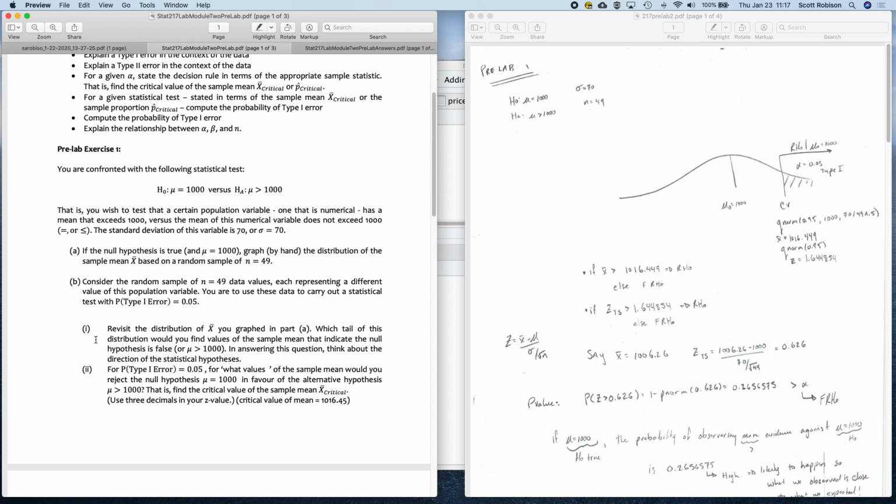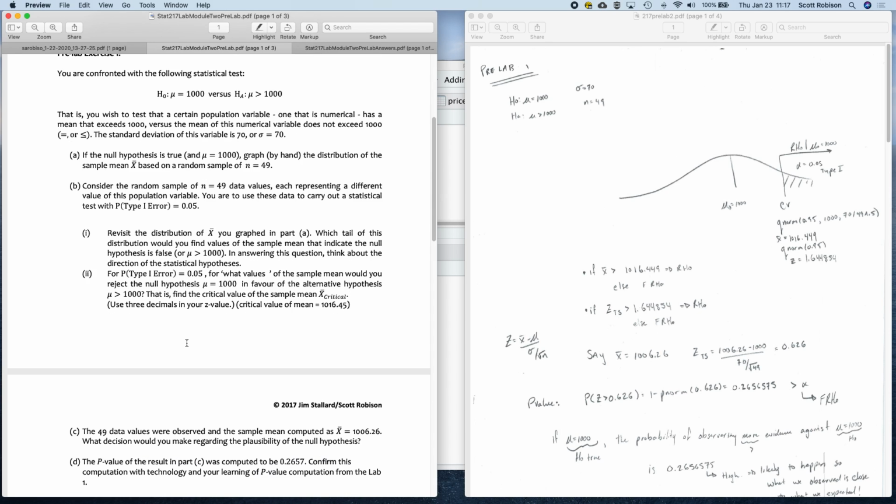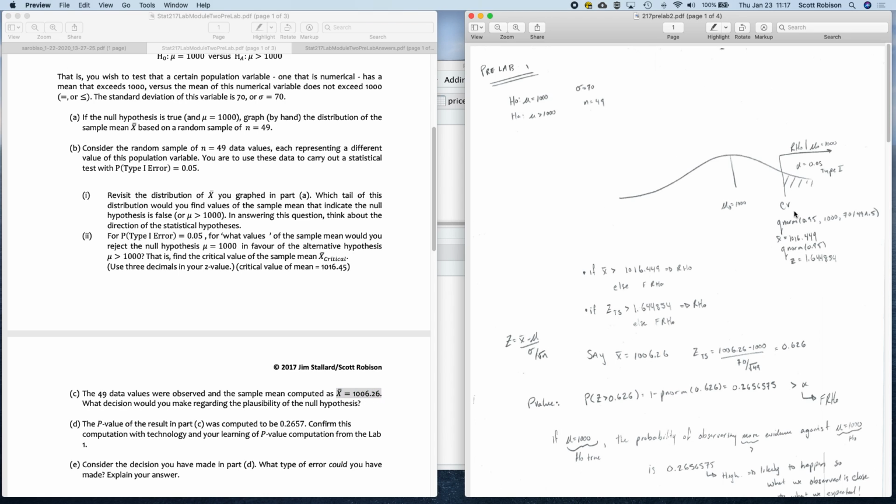So here, what does this question continue to say? It asks us, if we did collect a sample and the sample's average was 1,006.26, then what would we do? Over here we said that if the sample's average was bigger than 1,016.44, we would reject. But in this case, our sample's average is not.